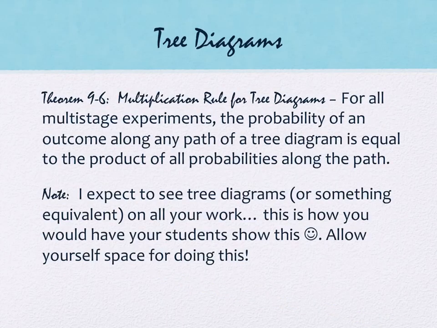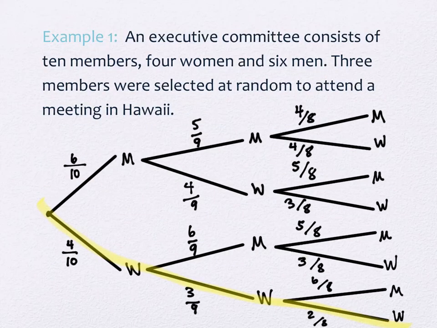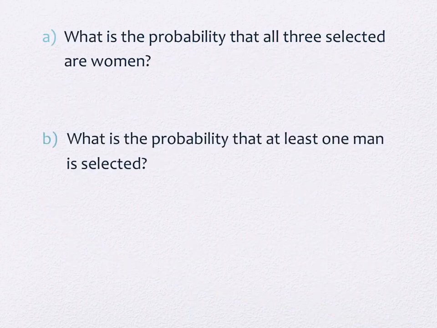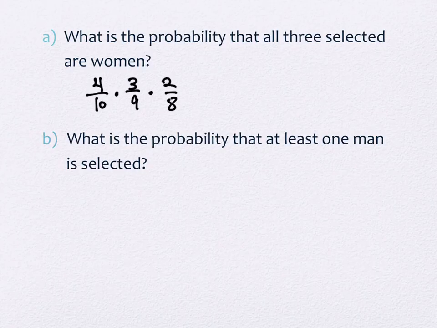And over here, it said that we have a multiplication rule for tree diagrams. I can find the likelihood of that one branch by multiplying the 3 probabilities along its branches together. So I can multiply 4/10 and 3/9 and 2/8. So that's what we're going to do. We're going to multiply 4/10 times 3/9 times 2/8.